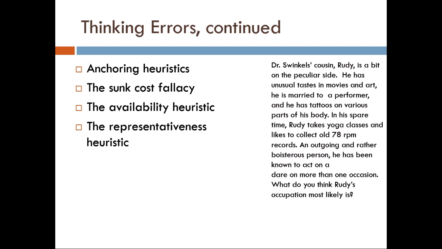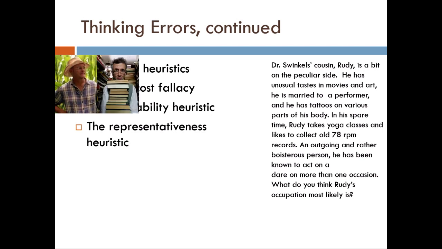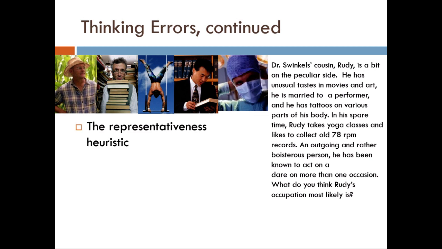What do you think Rudy's occupation most likely is? And you get to pick from this array: farmer, librarian, trapeze artist, lawyer, or surgeon. All right, so you get to pick one of these careers. Now, of course, if you succumb to the representativeness heuristic, you might say, oh, well, he sounds like a trapeze artist. I'll say trapeze artist. But remember, the error with the representativeness heuristic is that you're ignoring the statistical probabilities. So let's try not to make that mistake.